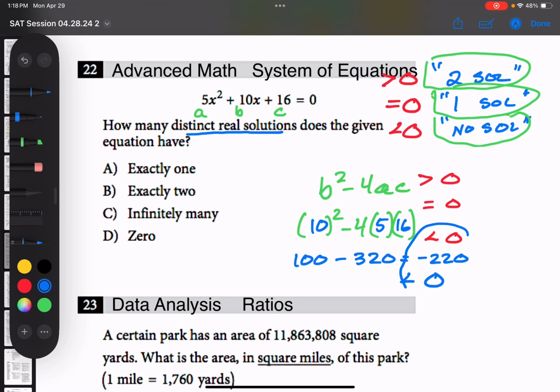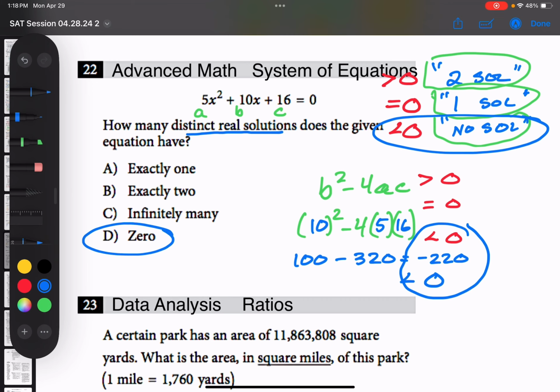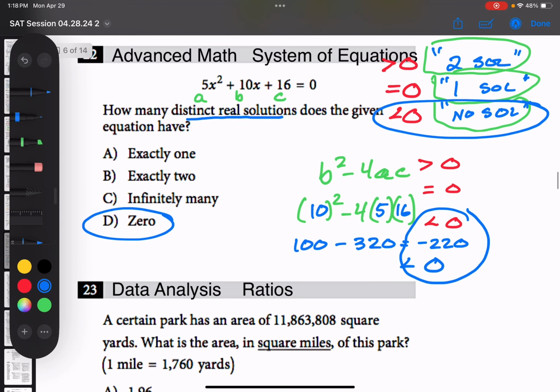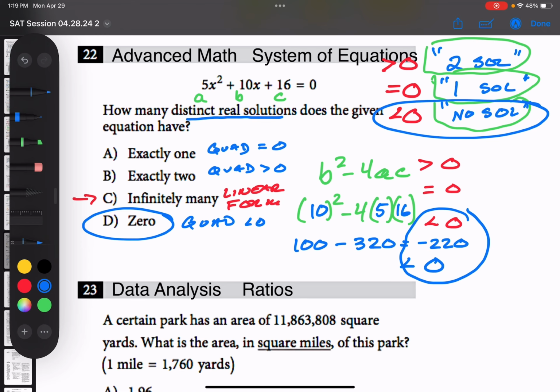So if it's less than 0, that means there's what? No solution. So 0, no solutions. Isn't that awesome? All right, you'll see answer choice C does not deal with quadratics. Answer choice C deals with linear formulas in the SATs and ACTs. This one deals with quadratic, and this one deals with quadratic, right? When you have 0 solutions or no real solutions, remember the entire formula must be less than 0. When you have exactly 2, that would be greater than 0. When you have exactly 1, that would be equal to 0.